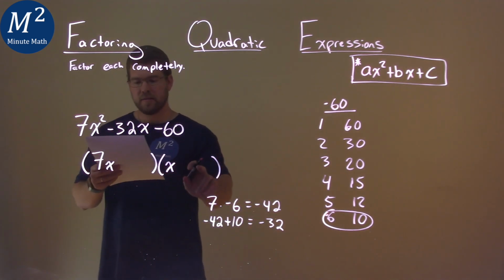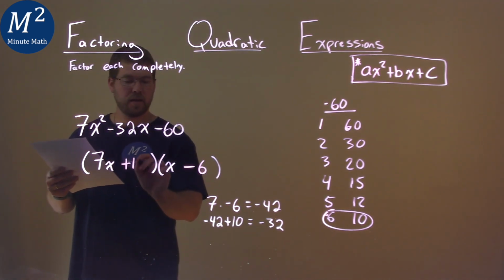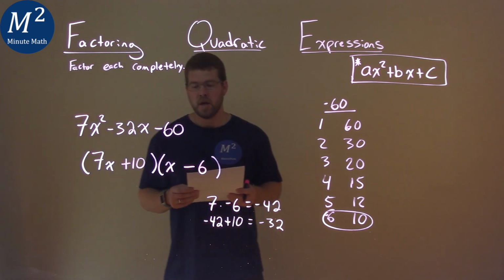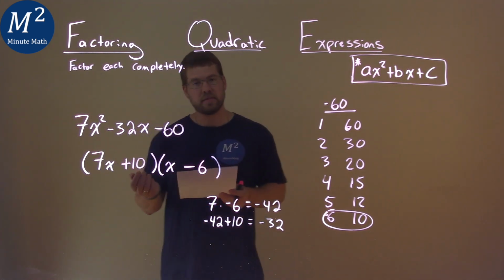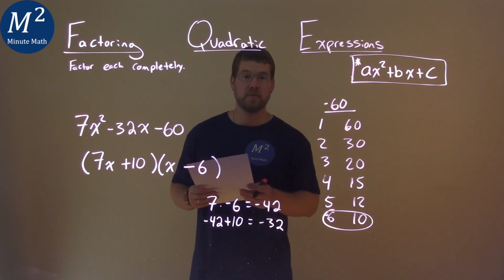So I'm going to put that negative 6 on this side. So minus 6 here, and then I'm going to put the plus 10, the other pair, here. And so now we have our final answer in factored form: 7x plus 10 times x minus 6.